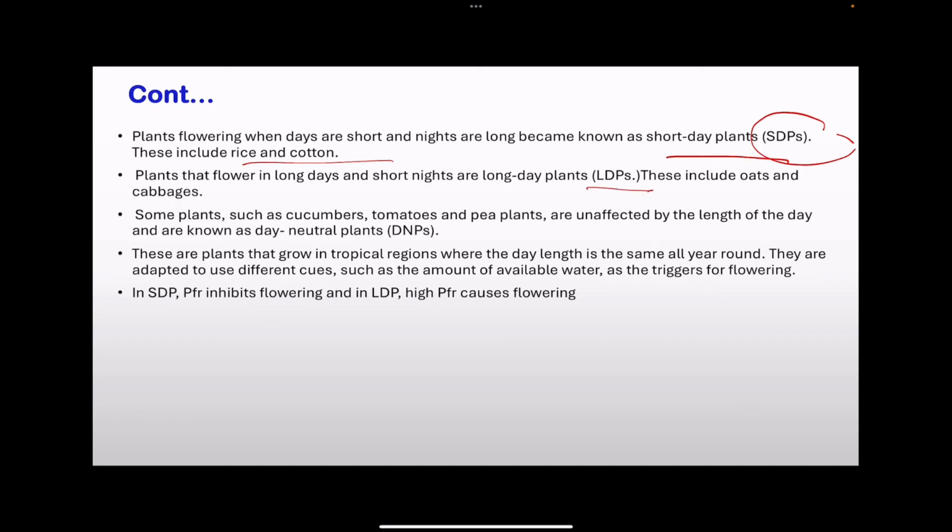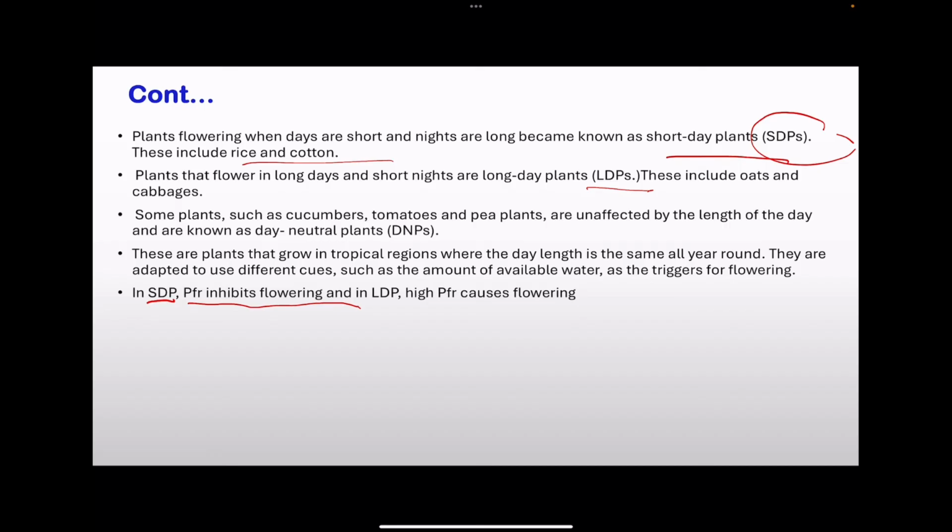Some plants are going to be called day neutral plants because they're not affected by the length of day, or flowering is not affected by the length of day. Also in the tropics, where the day length and the night length are almost the same every day, flowering is not going to be affected by these chemicals, but it could be affected by something else, maybe presence of water and some other resource within the soil. In the short day plants, PFR will inhibit flowering, while in the long day plants, high PFR causes flowering.